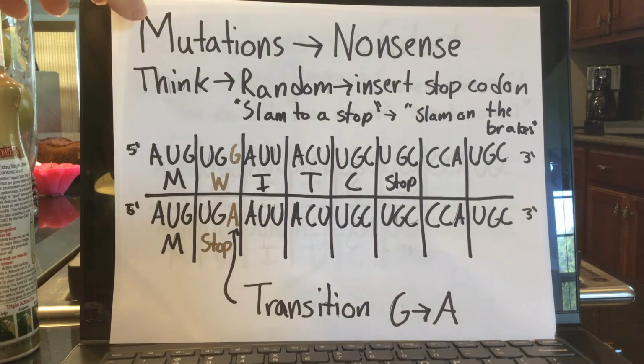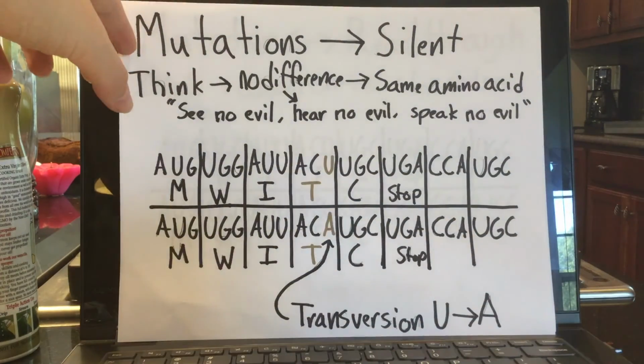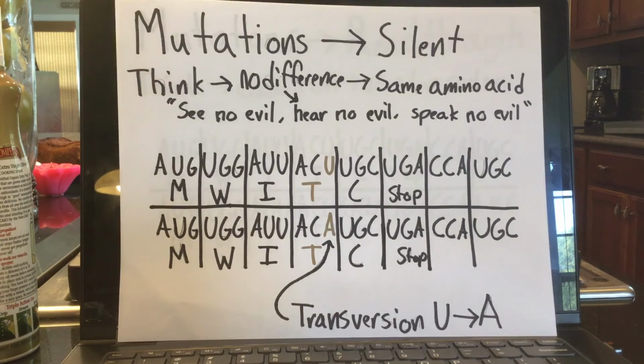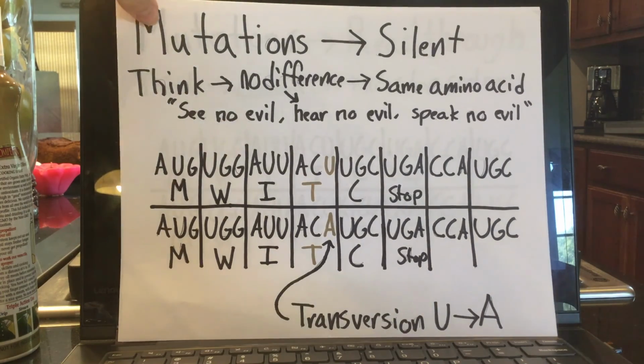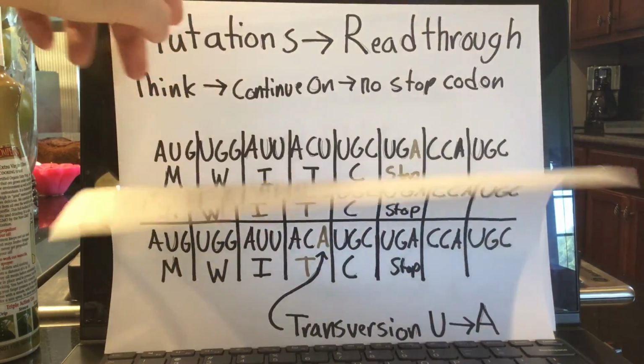And so then, next we have a silent mutation, which is basically how I remembered it, is see no evil, hear no evil, and speak no evil. Basically, there's no difference. There's a difference in the codons, but it codes for the same amino acid. And so in this case, we have a transversion from uracil to adenine, except both of them still code for the T amino acid.